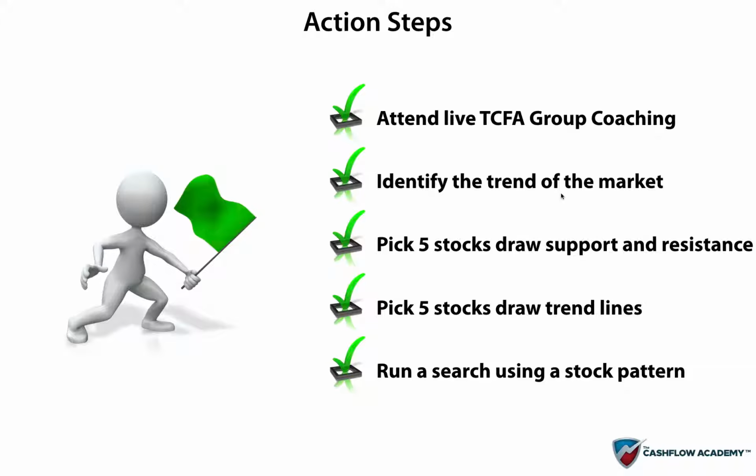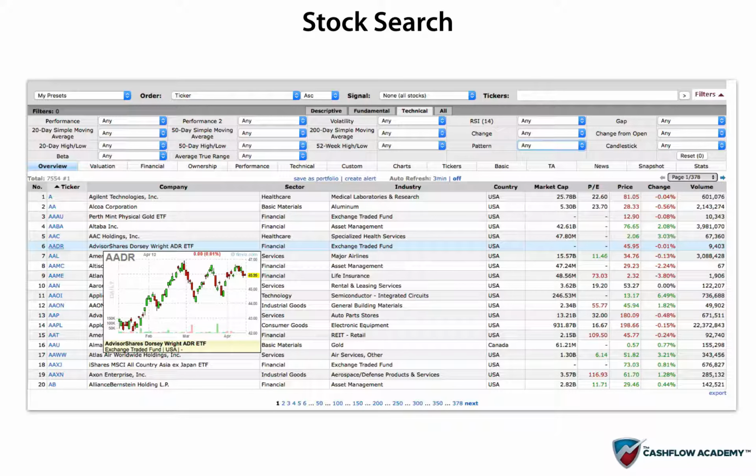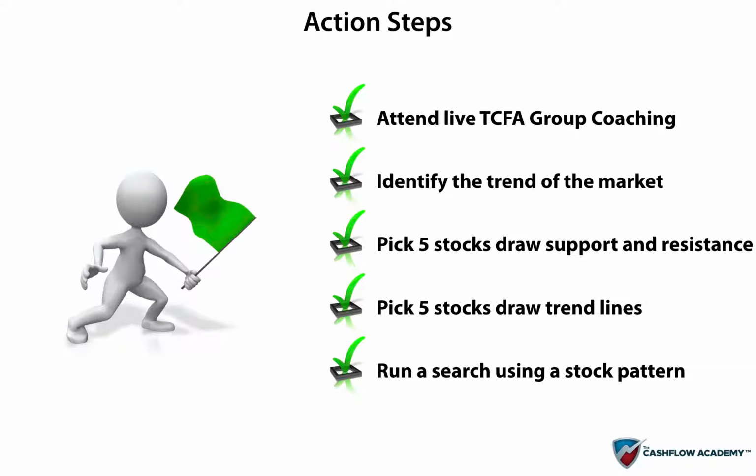And then pick some stocks that are in an uptrend and start drawing some trend lines. Start seeing where you can connect bottoms and connect tops of valleys and mountains, and see if you can find some trend lines. And then, start using these searches and get familiar, because now this is how we find stocks.